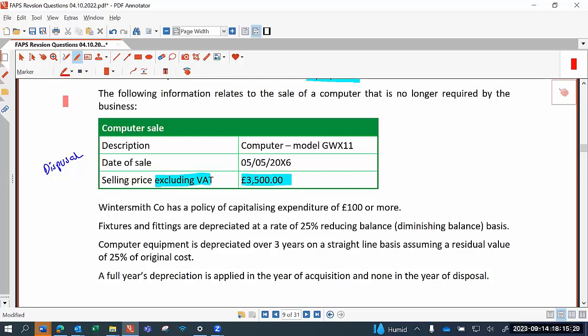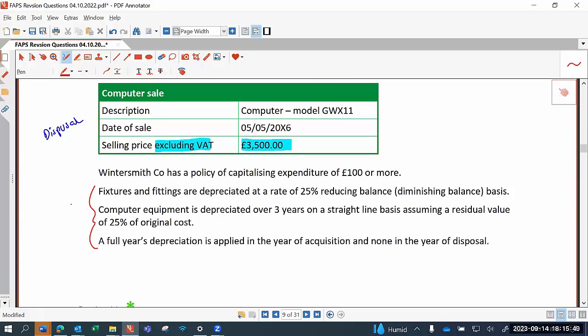I'm then looking for information about depreciation policies, and there are three little sections here, all about depreciation policies. So this is the second big thing that I'm looking for. First is whether I'm VAT registered. Second is what I do about depreciation. Fixtures and fittings should be depreciated at 25% reducing balance, sometimes called diminishing value. Computer equipment is depreciated over 3 years on a straight line basis with a residual value of 25% of cost. And a full year's depreciation is applied in the year of acquisition and none in the year of sale.